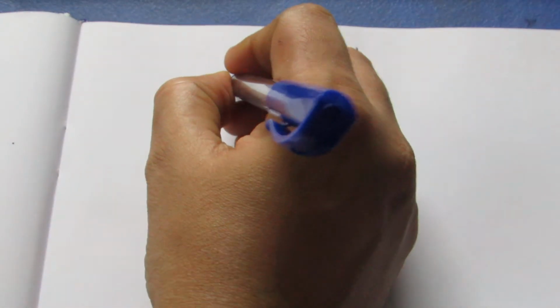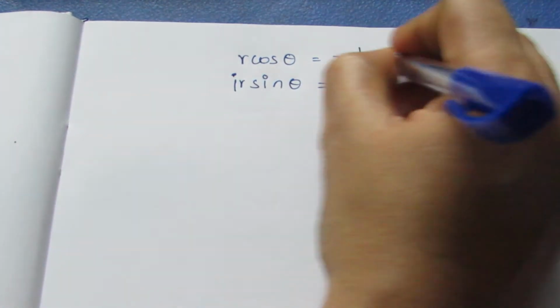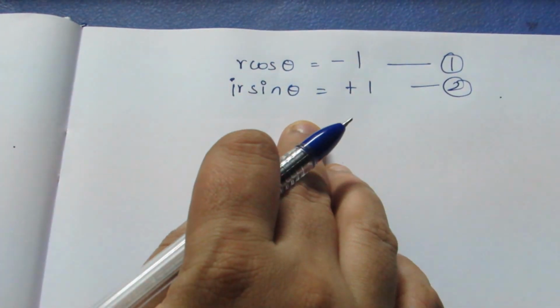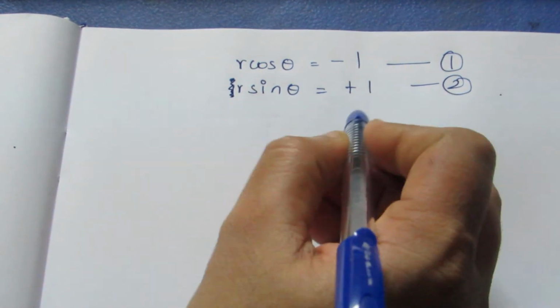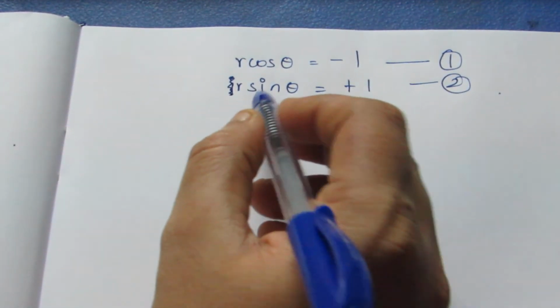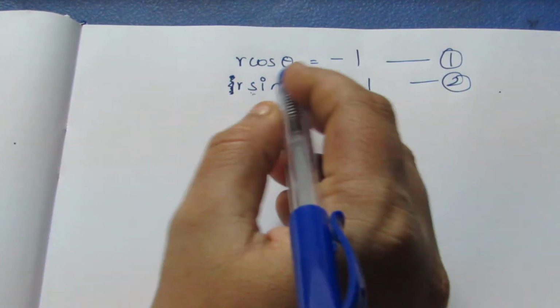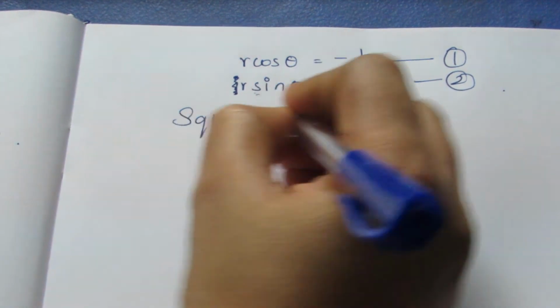Now equating the real part to the real part, that is r cos theta is equal to minus 1, and r sin theta equal to plus 1. Let me take this to be the first equation and the second equation. Equating only the imaginary part, we get r sin theta equal to plus 1. Now squaring and adding both the sides.